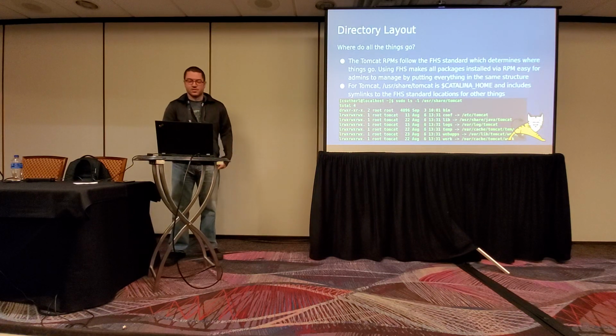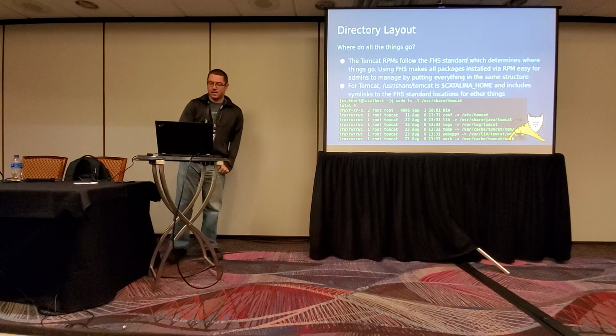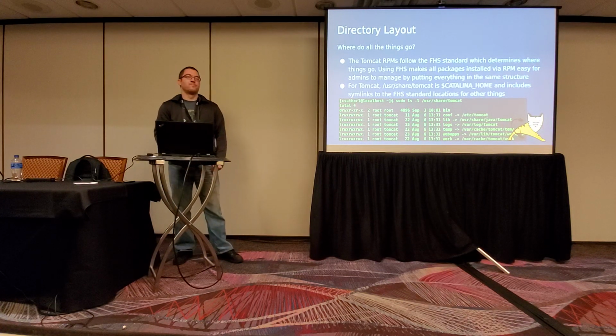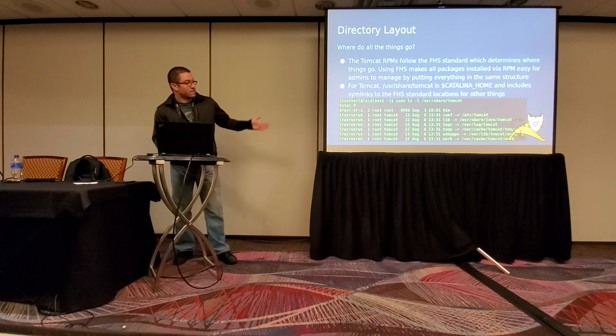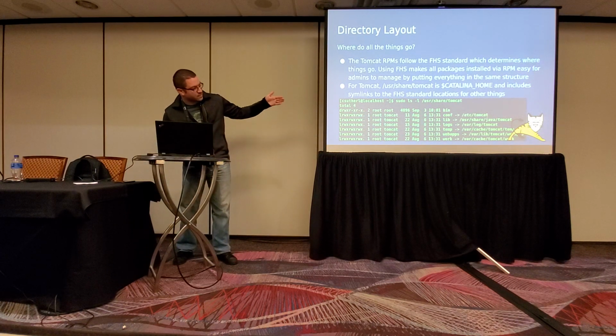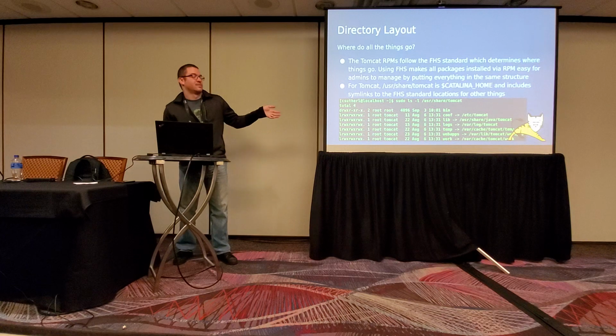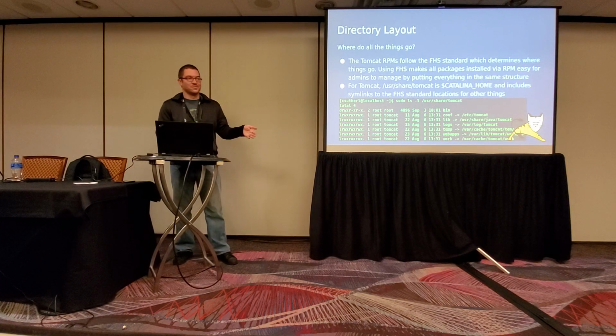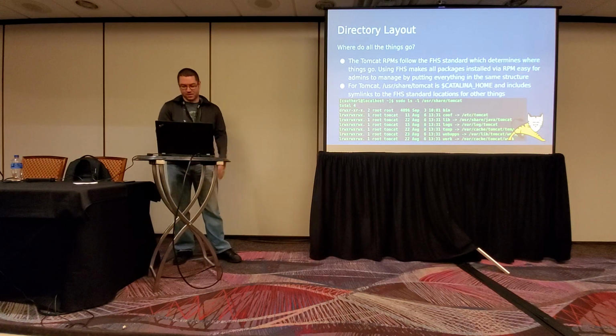So the directory layout follows the file hierarchy standard. This is the same between Fedora and Ubuntu, which I'll point out again later. But this is what your Catalina home would look like. It's in /usr/share/tomcat. Basically just a bunch of symlinks to other places because FHS requires config files and log files to be in specific spots. So that's what that'll look like.